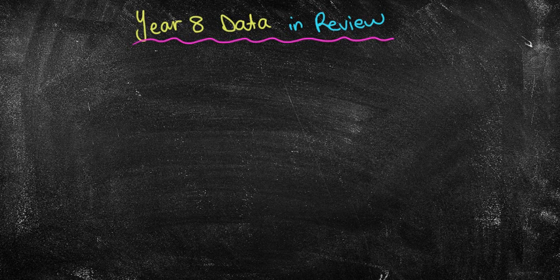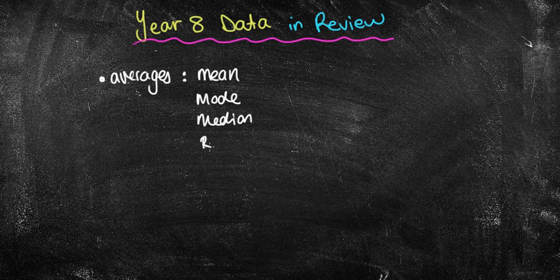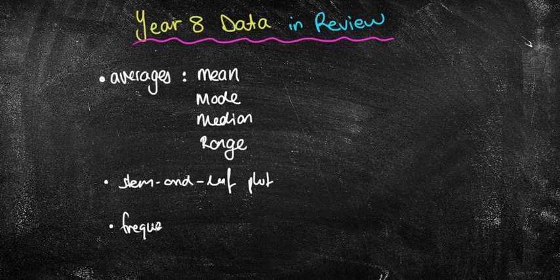We are doing a bit of a review this morning on data. First and foremost, we're going to be looking at our averages like we did last term. So we're making sure that we remember what the mean represents, what the mode represents, what the median represents, and of course, what the range is. We'll also be revising the stem and leaf plot. And lastly, but not least, we'll be looking at the frequency distribution table, or just a frequency table.